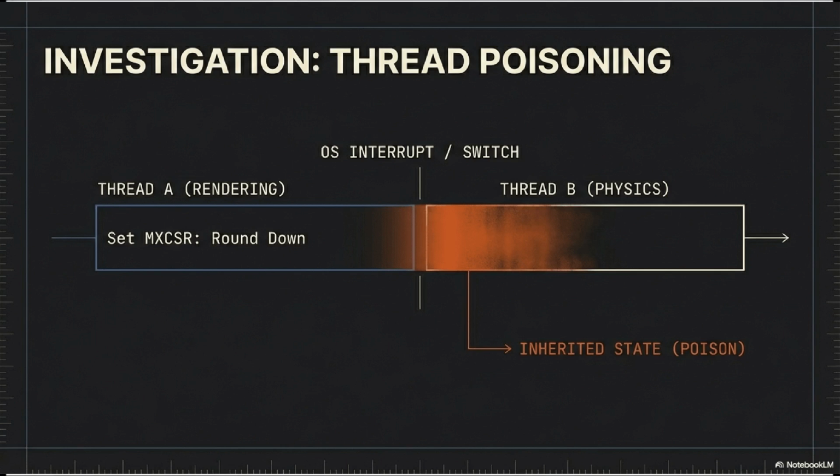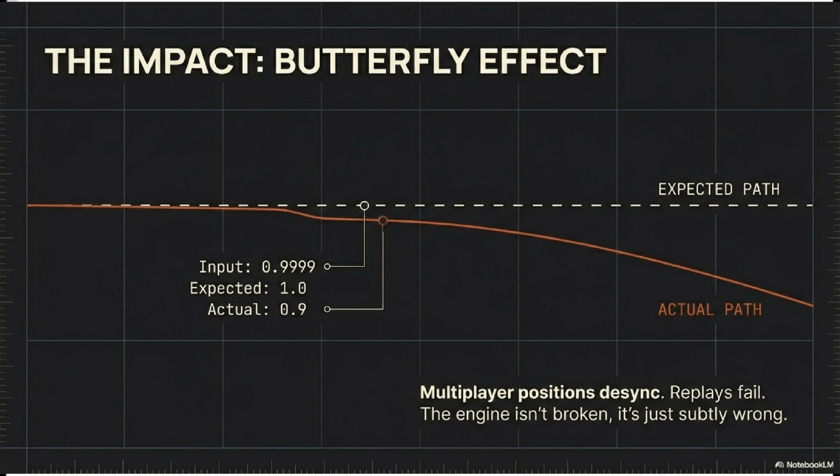So this laziness is what opens the door to a nightmare scenario called thread poisoning. Imagine you have a rendering thread, right? And it sets a custom rounding mode to speed things up. Then the OS decides to switch tasks. It pauses the rendering thread and starts up, say, your physics simulation. That custom rounding mode just bleeds over. The physics thread inherits this state it never asked for and knows nothing about. It's been poisoned. And this is a perfect example of the butterfly effect in action.